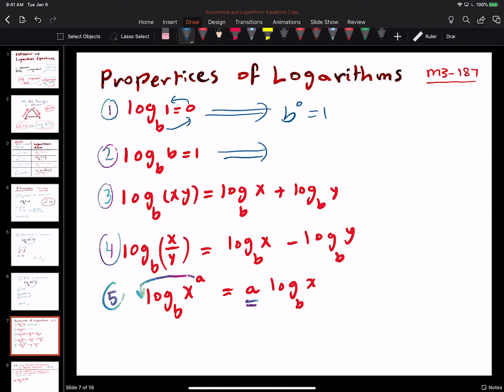Second property, it says log b base b is 1. Let's give it a try and read it as a power. b to the power 1 equals b, which is true.